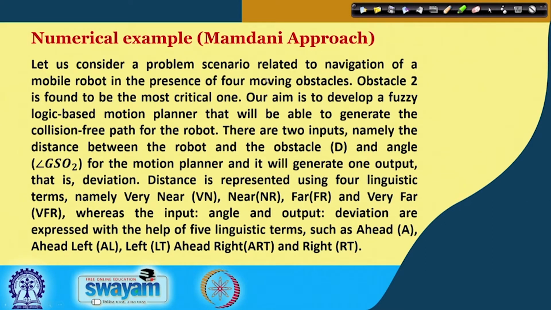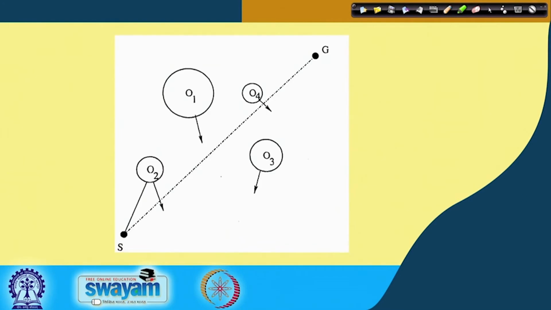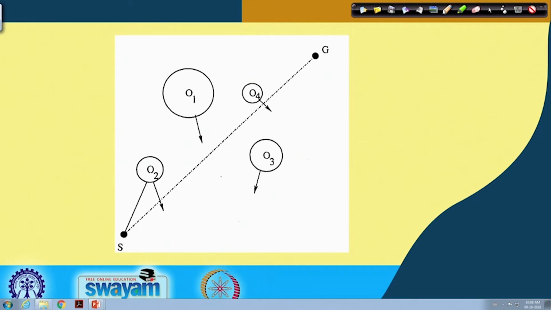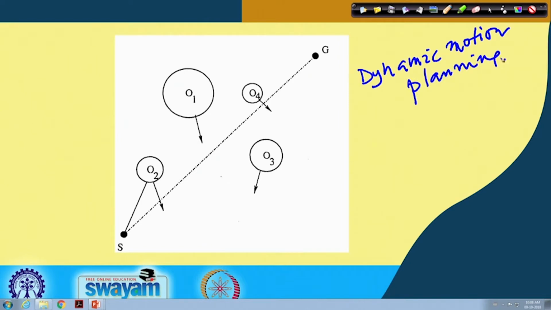Let us suppose a problem scenario related to navigation of a mobile robot in the presence of 4 moving obstacles. Here we are going to solve one navigation problem of mobile robots, and this particular problem is known as the dynamic motion planning problem. This is nothing but a navigation problem of a mobile robot in the presence of some moving obstacles.